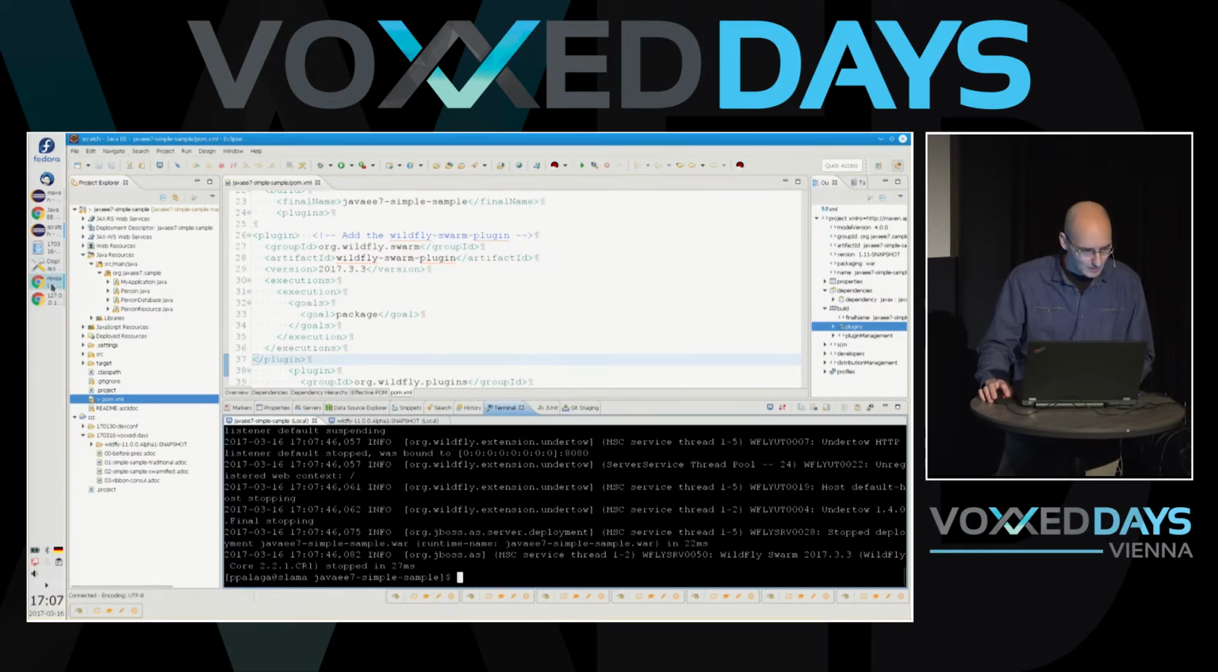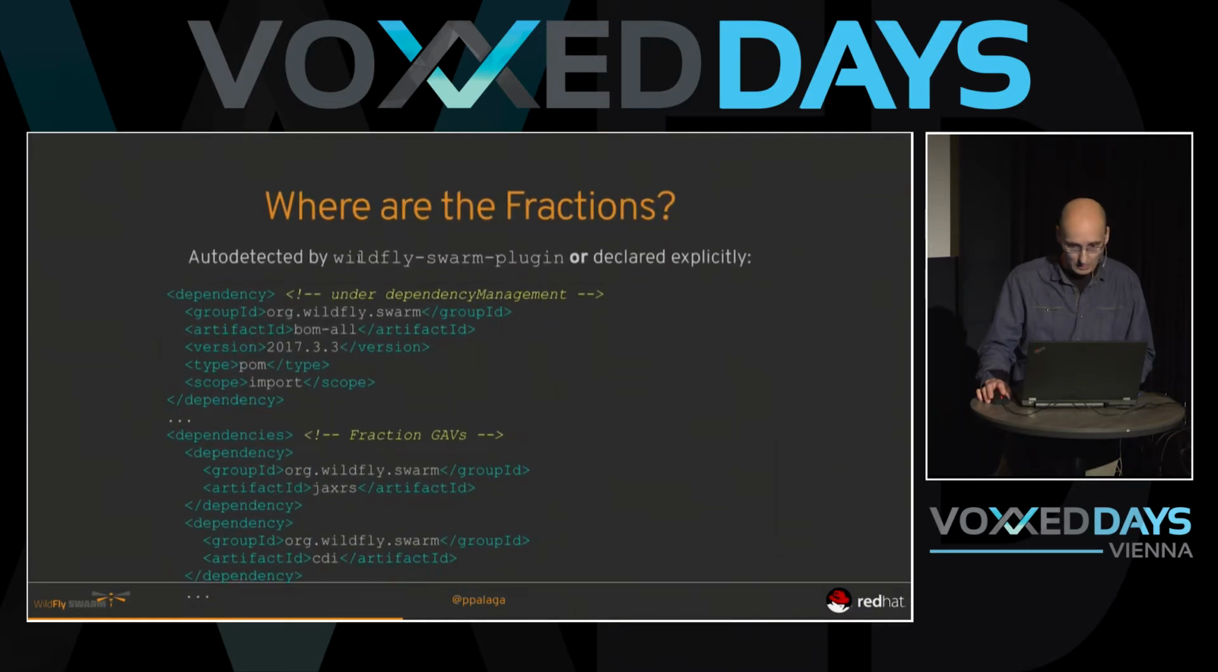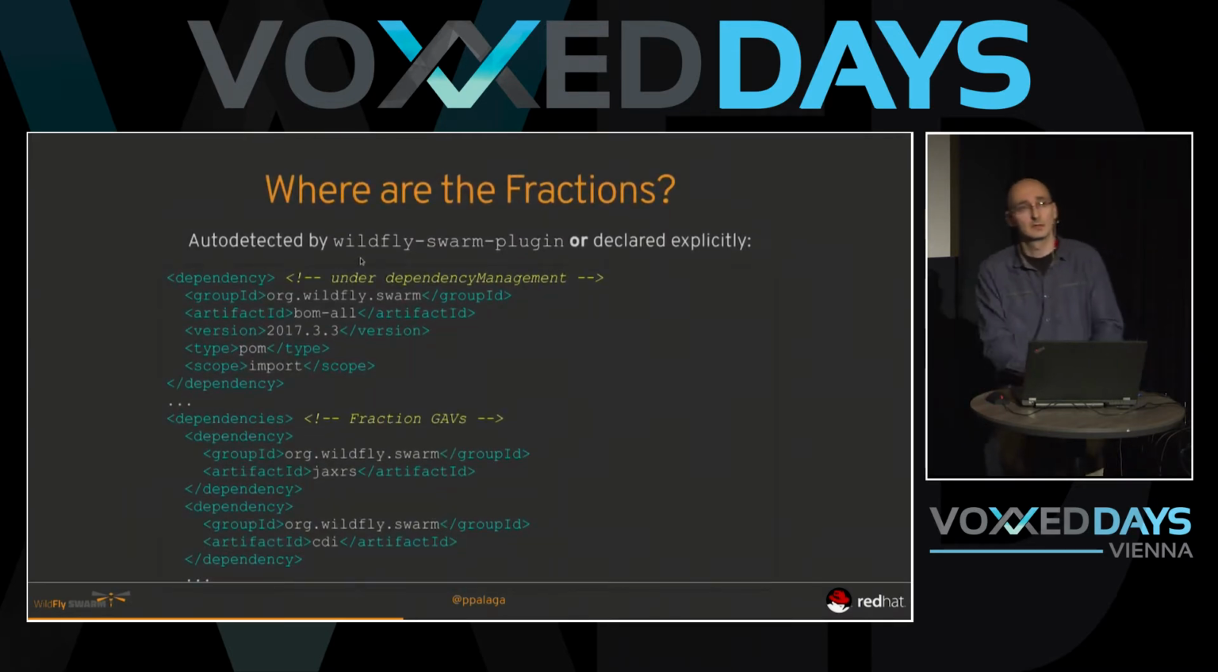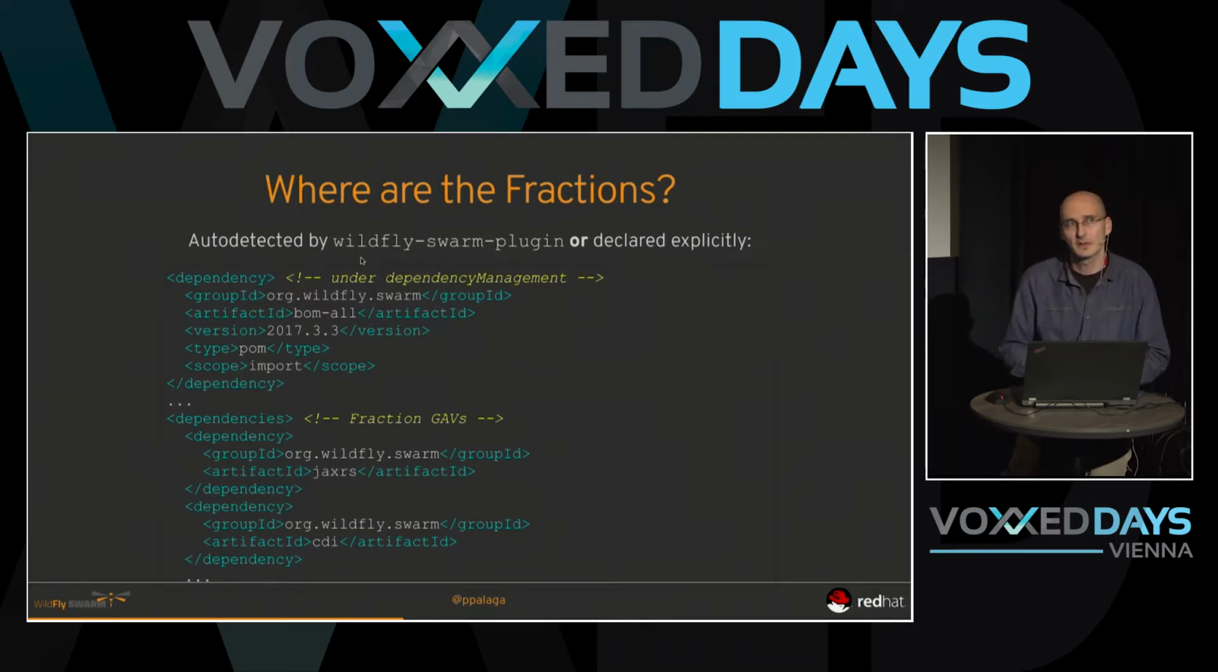So where are the fractions? We have added just a plugin. And the answer is that the plugin is able to auto-detect the fractions for you based on the Java code and your dependencies. In some cases, you may want to define the fractions yourself manually in the POM file. This is what it looks like. You best import the BOM that manages the versions, and then you can use the fractions.